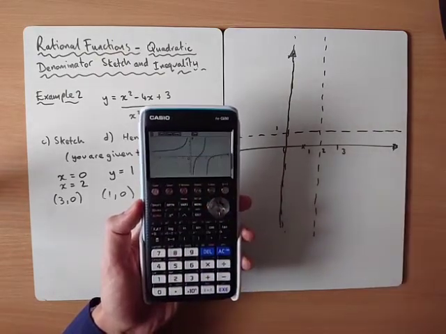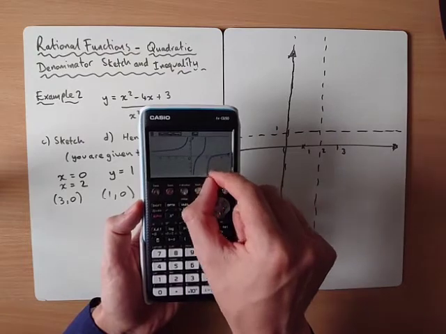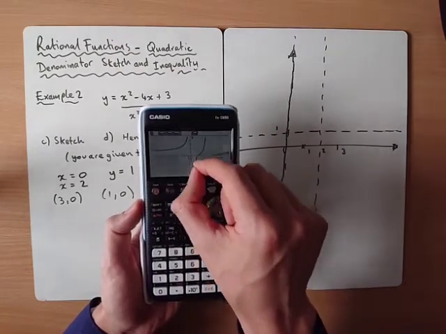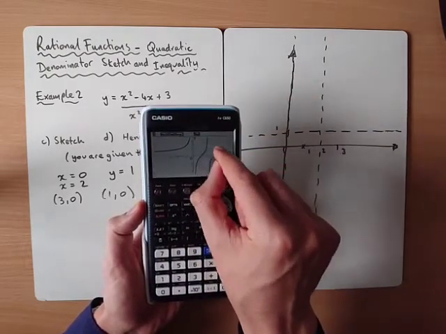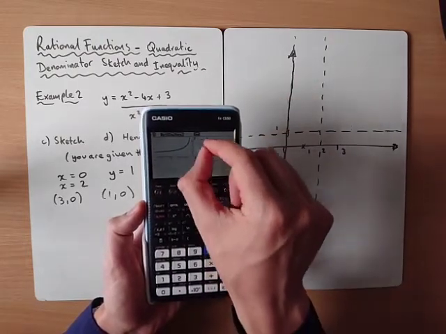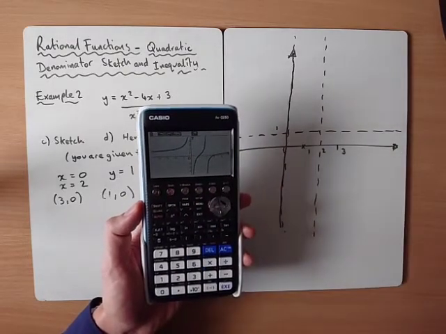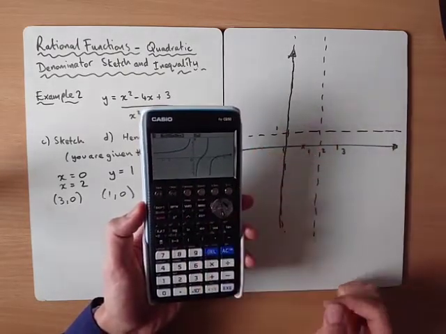Essentially, all the calculator does when it plots these is it subs in points and then joins the dots up. So sometimes it gets a bit confused with the vertical asymptotes because it puts one point one side, one point the other, and it just joins them up. But if you zoom in a bit, you will see that that is actually an asymptote.